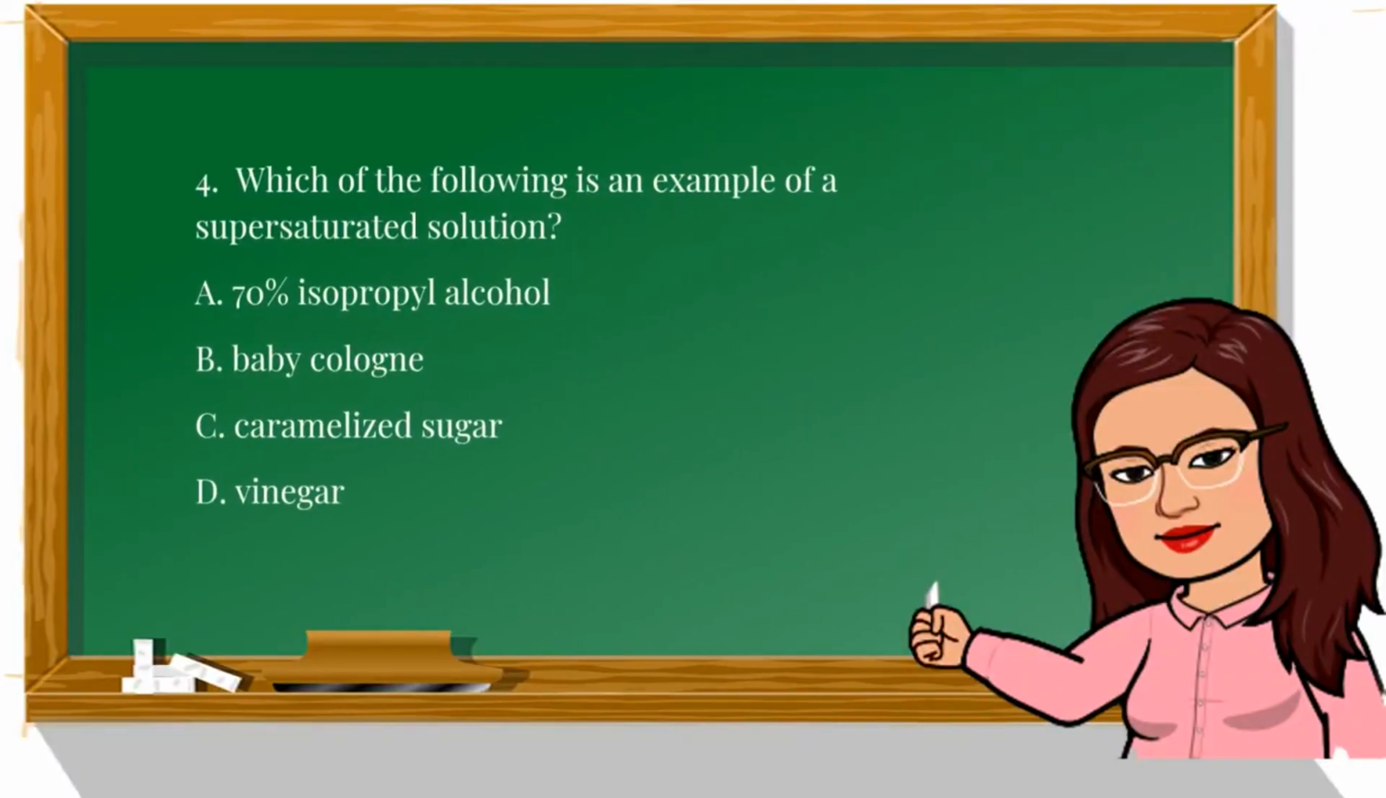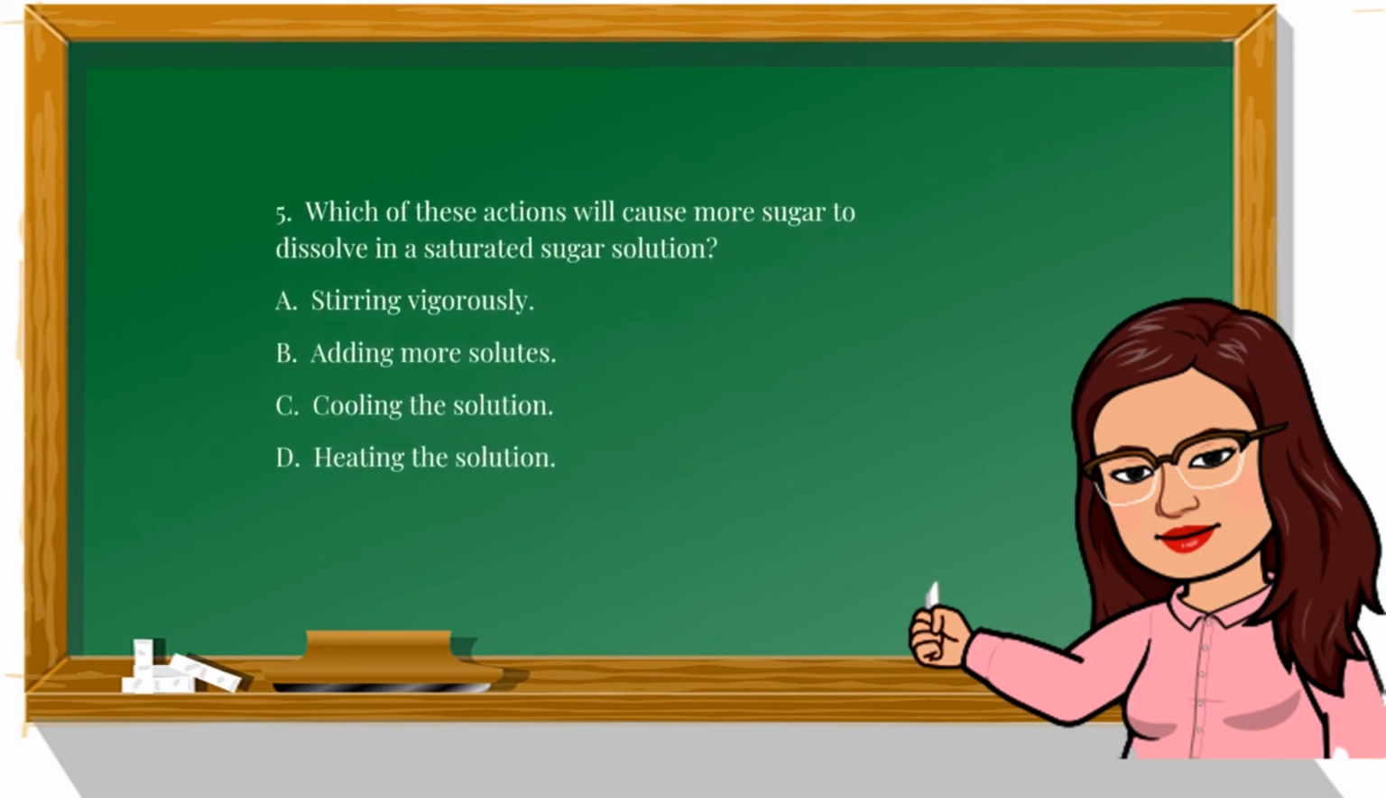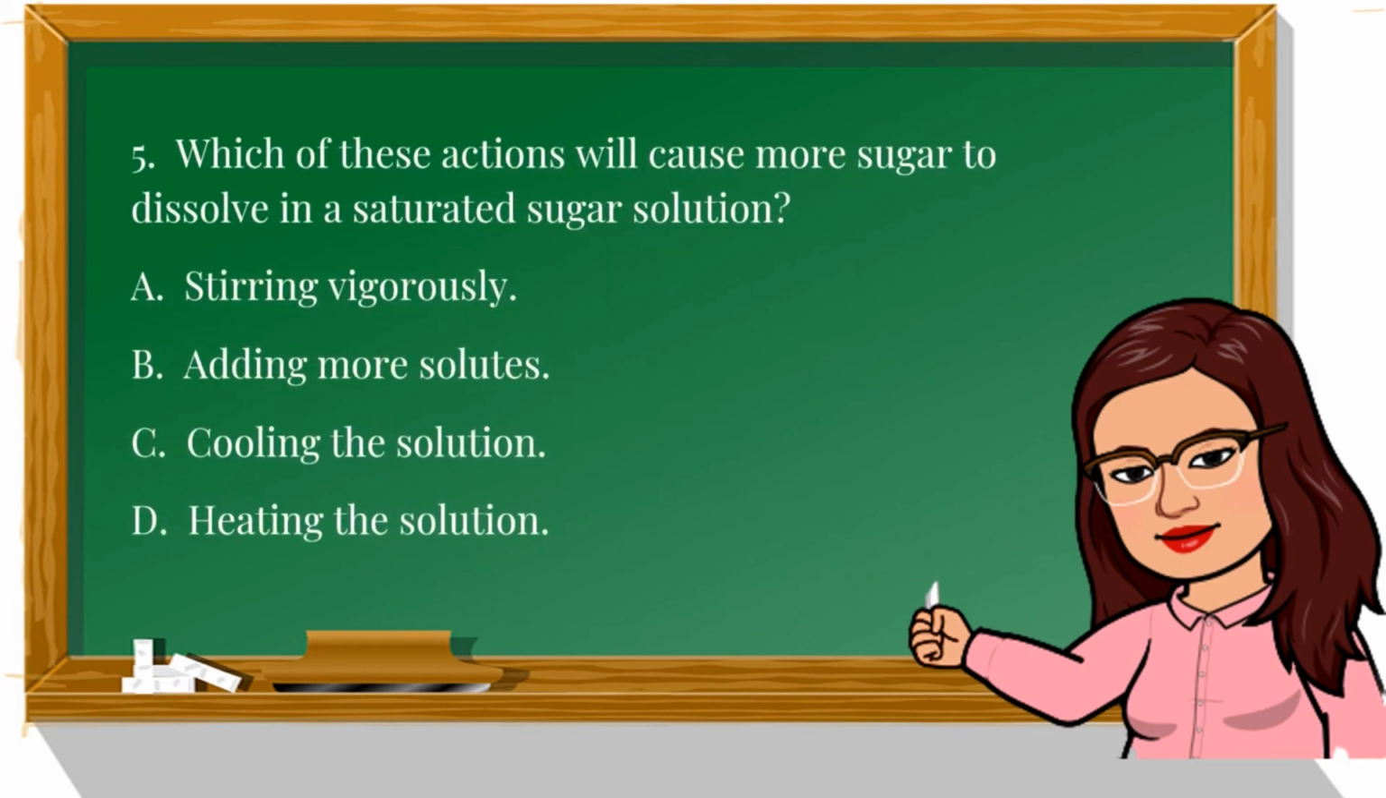Number 4. Which of the following is an example of a supersaturated solution? A. 70% isopropyl alcohol. B. Baby cologne. C. Caramelized sugar. D. Vinegar. Number 5. Which of these actions will cause more sugar to dissolve in a saturated sugar solution? A. Stirring vigorously. B. Adding more solutes. C. Cooling the solution. Or D. Heating the solution.